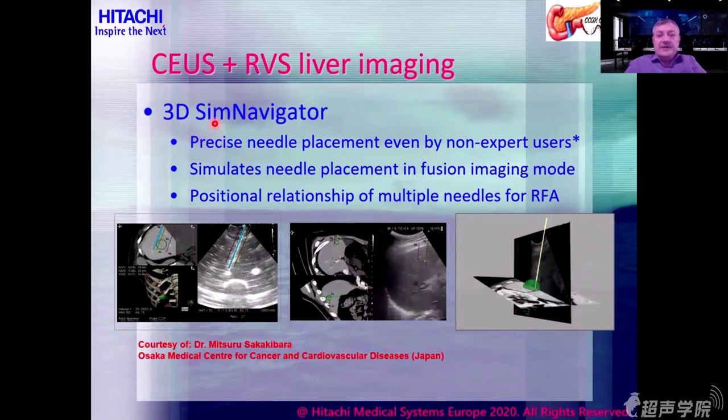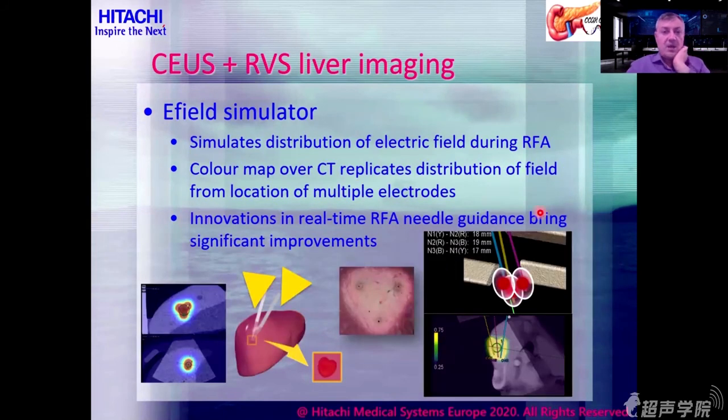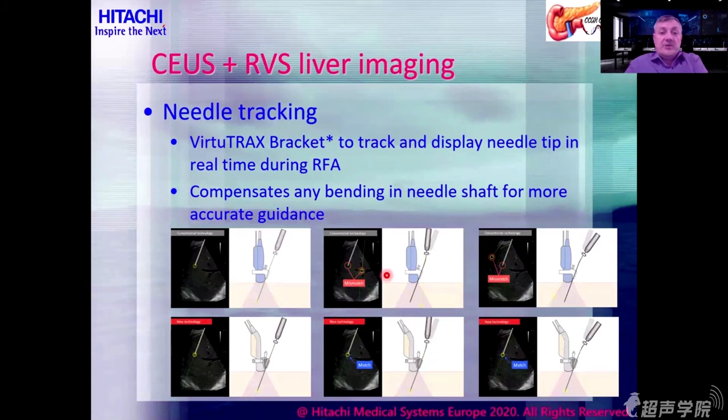And then there is a 3D SIM navigator, which allows a precise needle placement even by non-expert users, especially in fusion imaging mode, and you can get the positional relationship of multiple needles for radiofrequency ablation with this kind of system. The E-field simulator simulates a distribution of electric field during RFA, and what we do need is innovations in real-time RFA needle guidance to improve the complication rate of the patients.